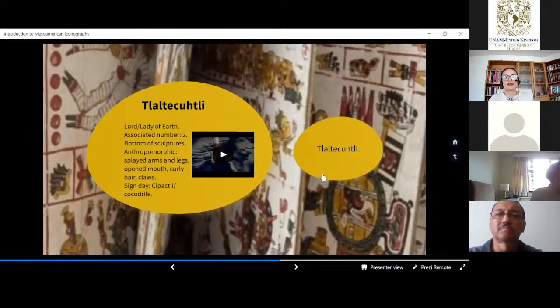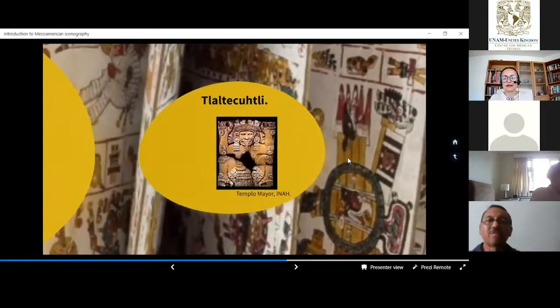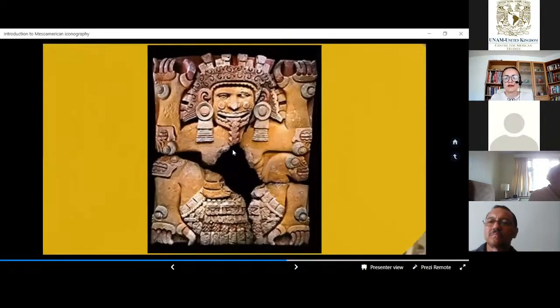He or she has always an open mouth and has claws, and the curly hair that the deities of the underworld have. And also it's related to the mythical crocodile, or was formed from this mythical crocodile, or caiman, that used to be at the beginning of the world. Here we have this interesting stone sculpture found in Templo Mayor. As you can see, it's in a position of childbirth, a position of creation.